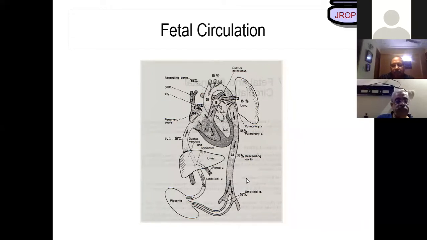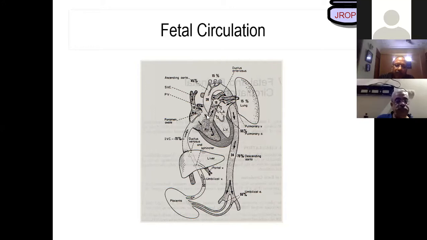Now the next question: what happens after delivery? The first circulation which is cut off is the umbilical arteries. We have seen two umbilical cords connecting the placenta and the umbilical arteries. The umbilical vein, through which the blood was passing along with the ductus venosus, becomes atretic.